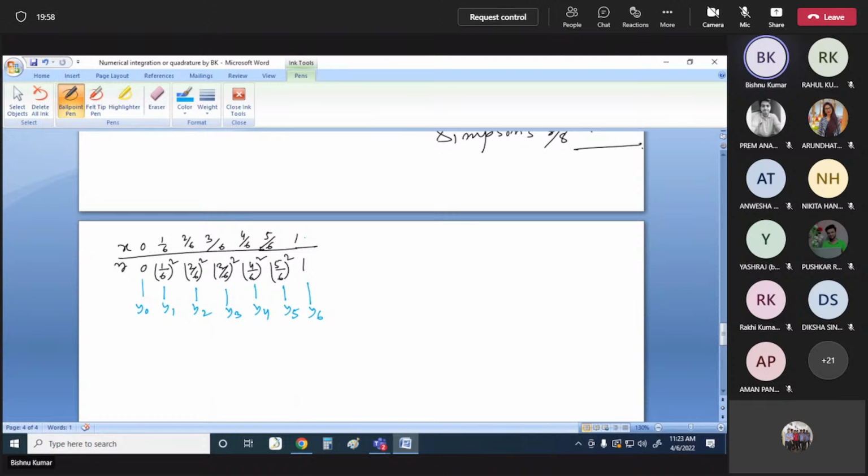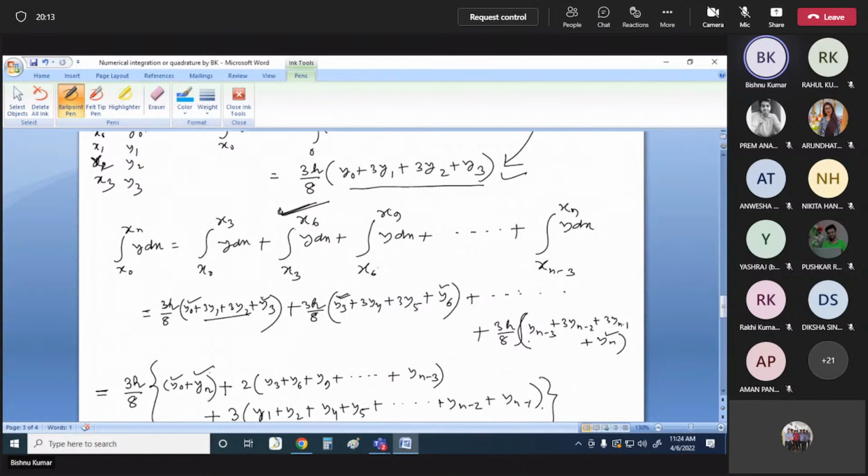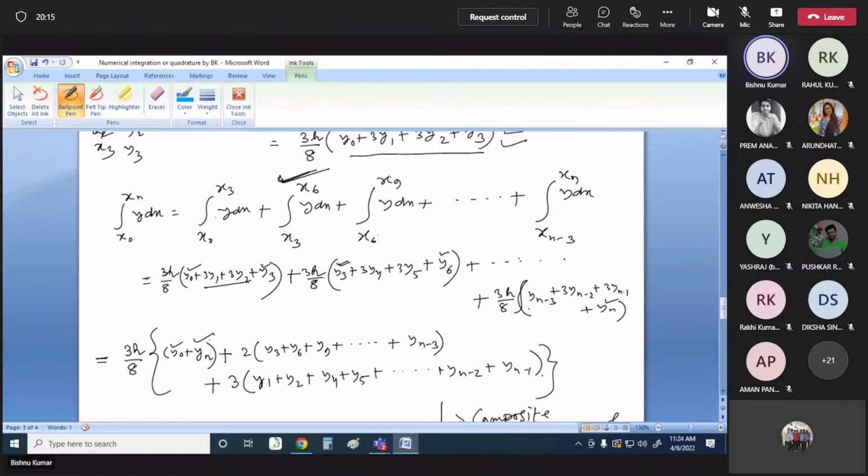Similarly, to use the Simpson 3/8 rule, what is the necessary number of subintervals? Because you are using the Simpson 3/8 rule separately in three intervals. This is in 3 intervals, this is in 3 intervals, this is in 3 intervals. So how many subintervals will it be?